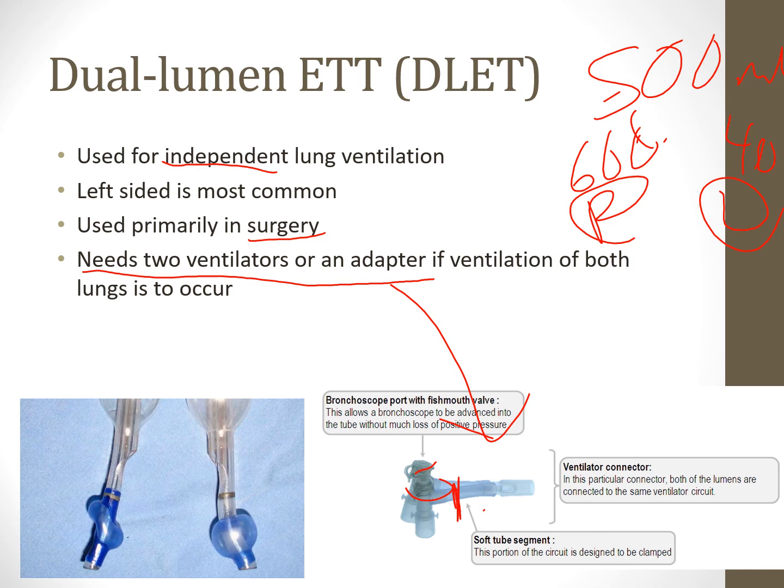So very difficult. We'll talk about this more when we get into the lab, but double lumen ET tubes, usually you have to use a bronchoscope to intubate, and I think I have some videos of that too.